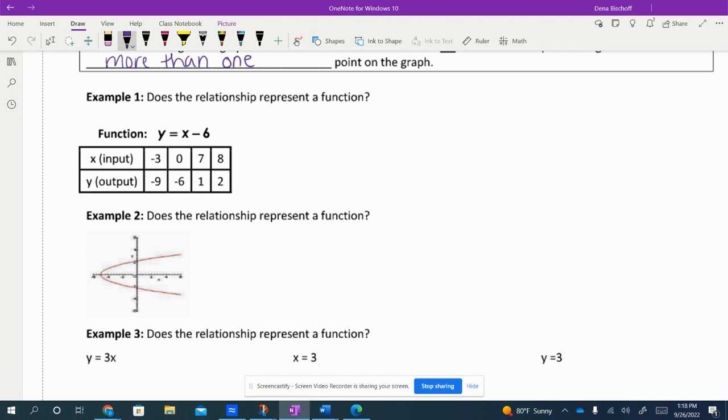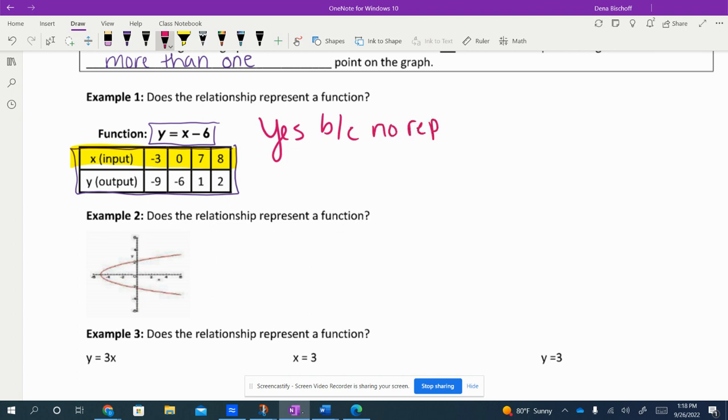-6 is repeating. So this is the equation, and this is the table. All I want you to do when we determine if a table is a function, all we do is look at the domain values. Are there any repeated numbers in the domain? So yes, this is a function because there are no repeated numbers in the domain.